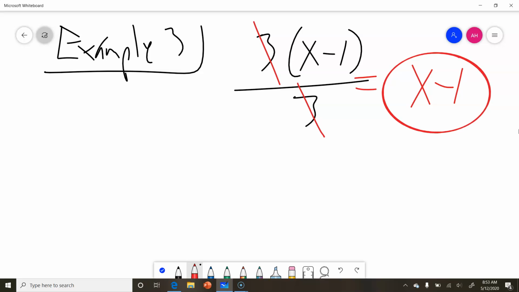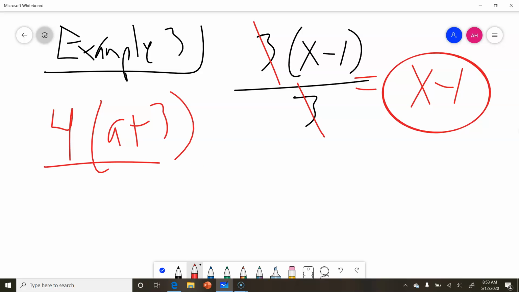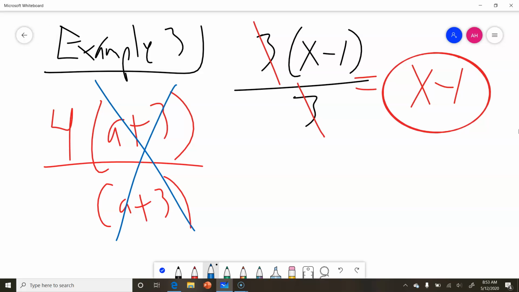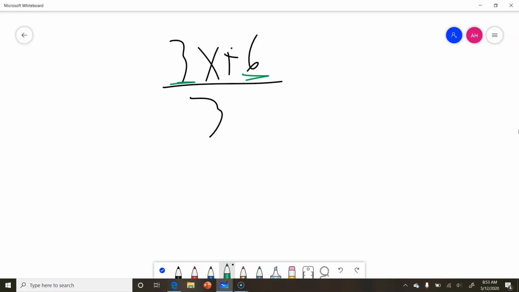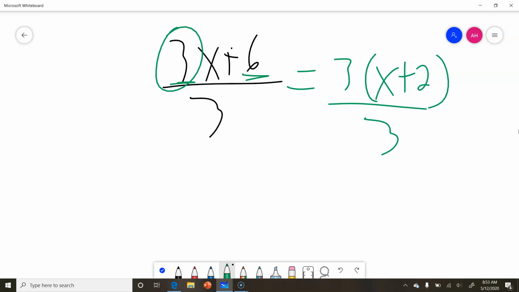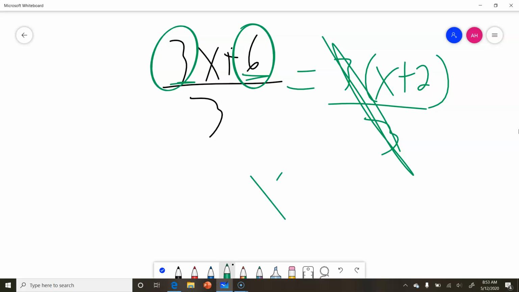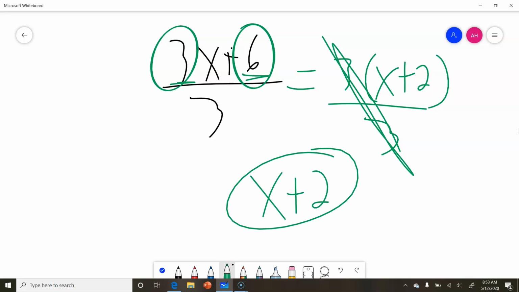Or let's look at this one, part B, is 4 times a plus 3 divided by, down here, a plus 3. Look what they have in common, a plus 3. And we can cancel it out, and we are just left with the 4, right? And then you look at part C, you have 3x plus 6 divided by 3. Look at this, we can factor a 3 out of both, and that equals 3 times x plus 2 divided by 3. You see we took out a 3 from there. Now they cancel out, and our final answer is just x plus 2. Okay, so you got to make sure that you have that.